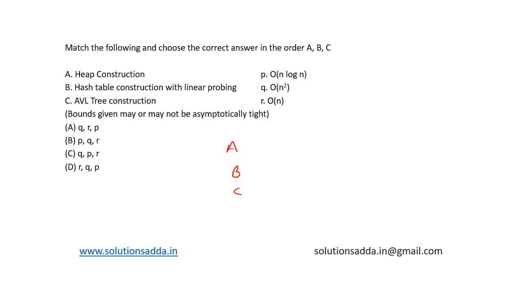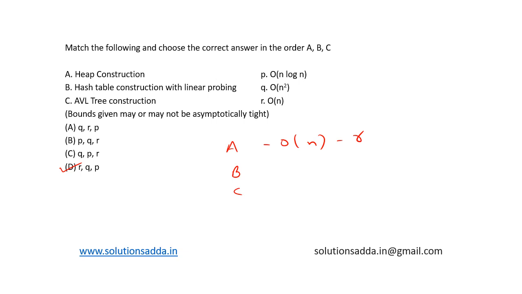Heap construction. Heap construction would take order of n time to build the heap. So this is order of n and the option is R. So going by the options, now itself we can get the right answer. That is option D would be the correct answer because A is matching to R. Option D would be the correct answer. But let's see further regarding the other options.